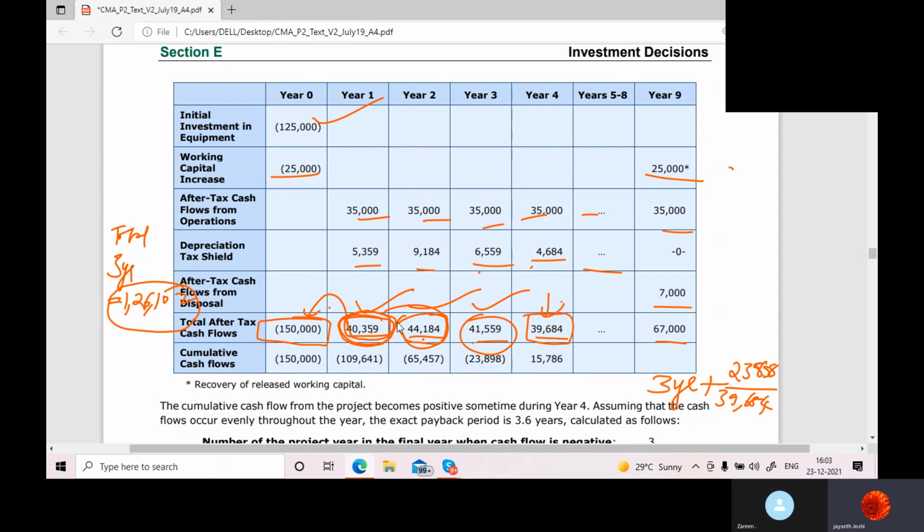So I am not able to recover this 1,50,000 in the entire 3 years. Till the 3rd year I'm able to recover 1,26,102, and I still have to recover 23,898, which I can recover in the 4th year out of this. So can you divide and tell me what is that?